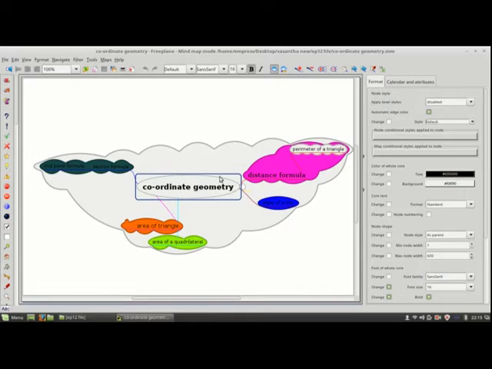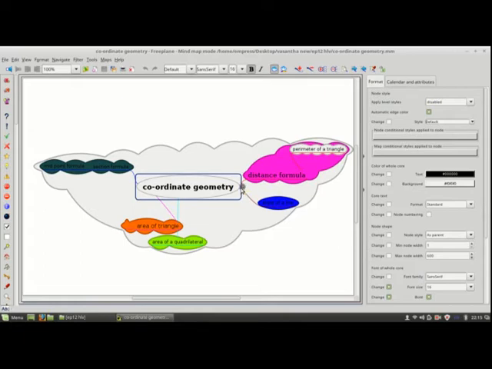And the four parts of the Cartesian plane are called quadrants. We already know how to plot the coordinates on the Cartesian plane.